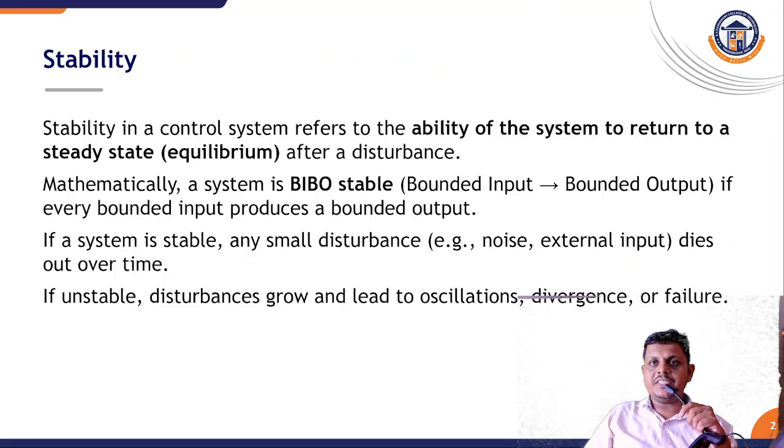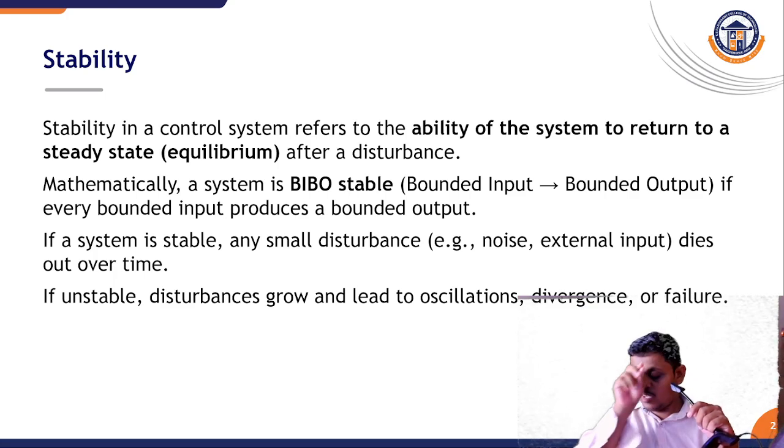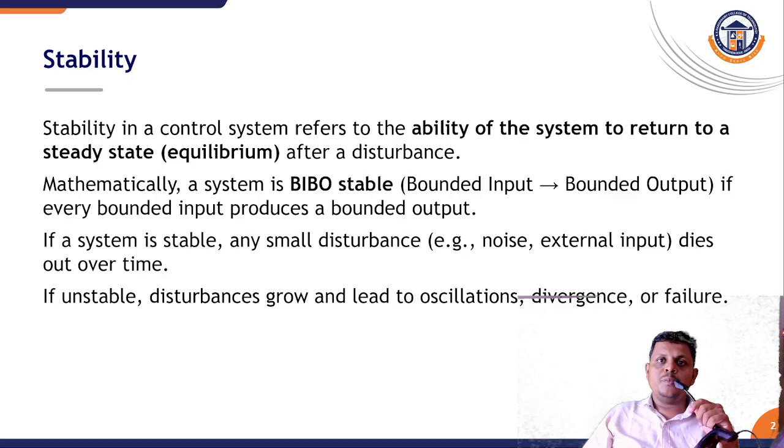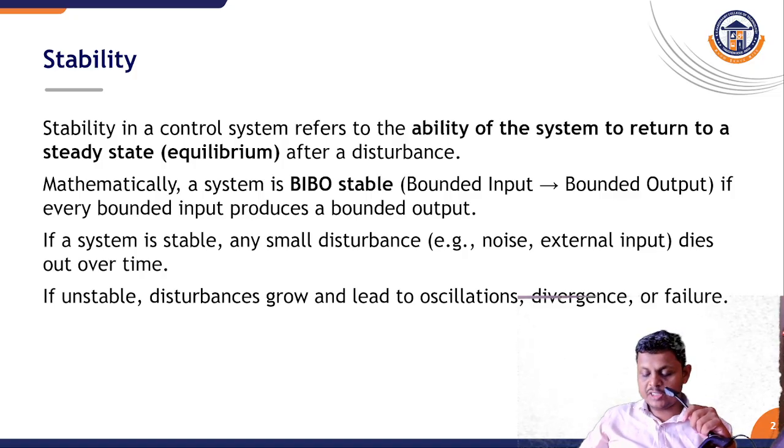First one, what is meant by stability? Stability in a control system refers to the ability of the system to return to a steady state after a disturbance. After a disturbance, the system returns to its original state. There is a steady state, that is known as equilibrium. So that is the ability of the system that we are going to determine.